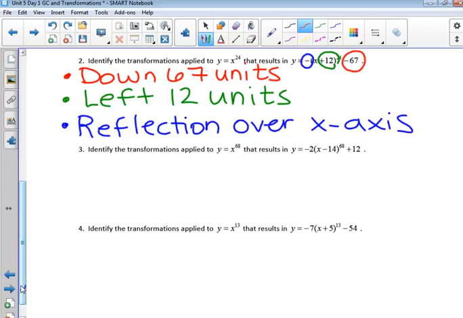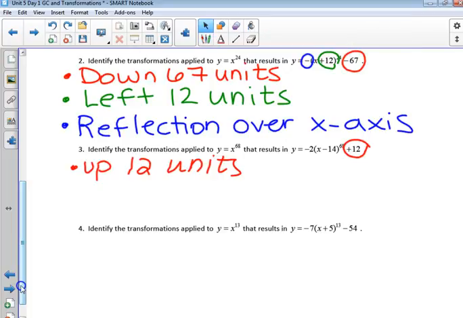Number 3, identify the transformations applied to the function y equals x to the 68 that results in this function. Who can give me a transformation? Someone who hasn't spoken to me yet. You spoke to me already. That's like me. Up 12. Thank you, Junior. Up 12 units. Anyone else? Give me another one. Right 14. Good job, guys. Right 14 right there.